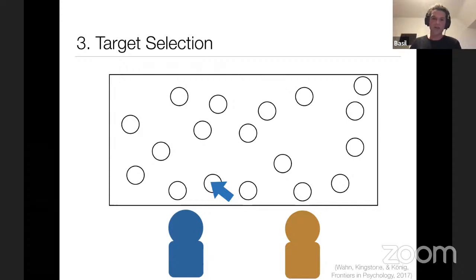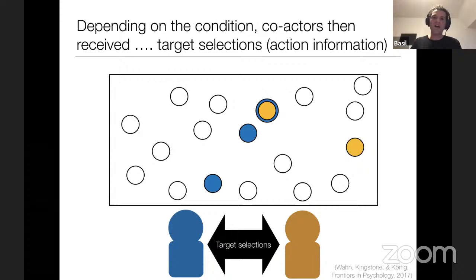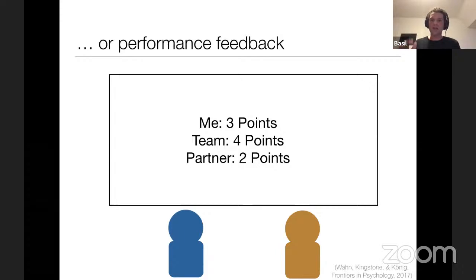the target objects. After they log in their selections, they get now, in one of our experiments, selection information. So what targets have been selected by each of the co-actors. So they would see now their own selections, here indicated in blue, and also the selections by their co-actor. In a different experiment, instead of having those target selections available, they would receive performance feedback. So how many of their selections were now correct or incorrect.